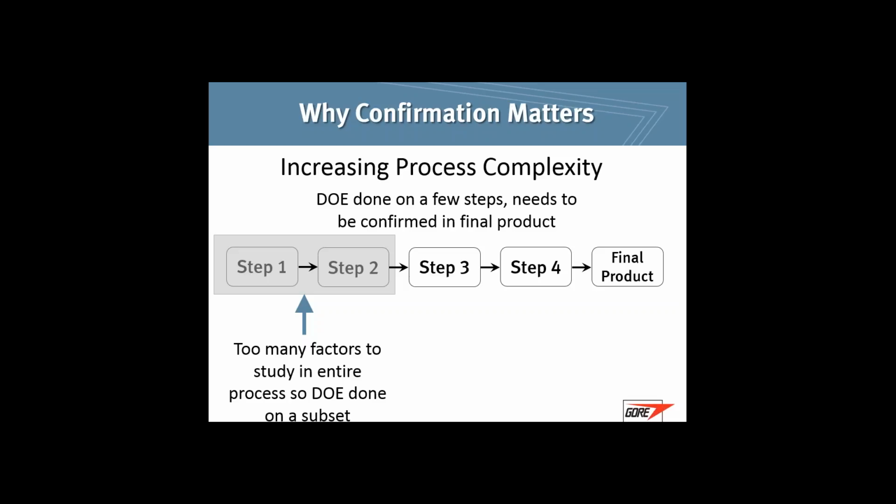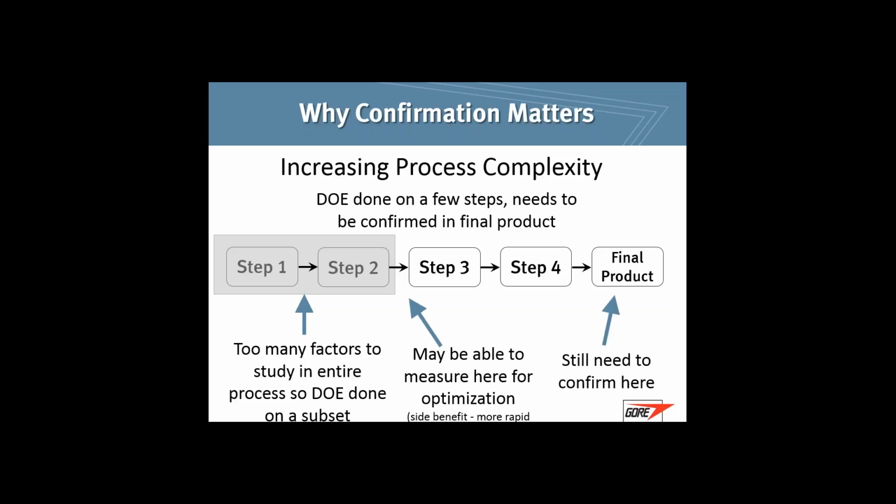So you may do a DOE on a portion of that. Let's say I do a DOE that covers the factors in step 1 and step 2. Now I may be able to actually measure something about that product at the end of step 2, right? And I can try to optimize the factors within step 1 and step 2 to optimize the response that I can measure at the end of step 2, right? But I still want to confirm in the final product. I still want to do some runs all the way through all the steps, get the final product, and make sure that my final output that the customer sees is acceptable.